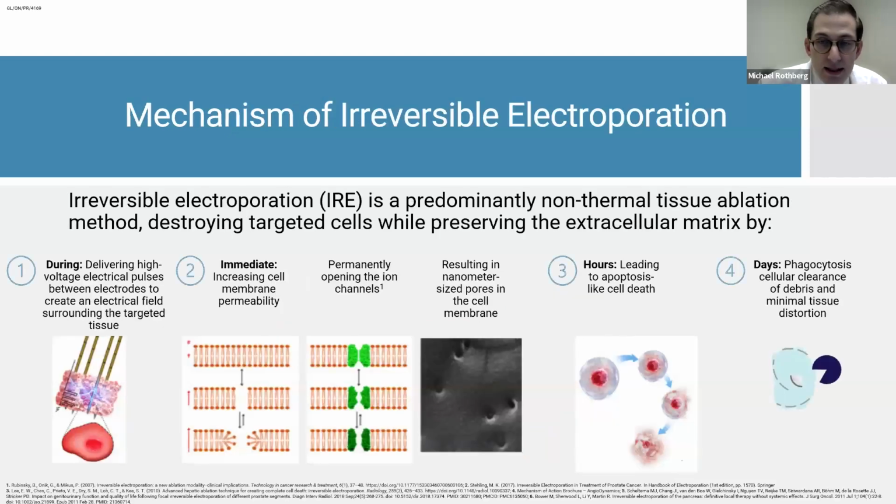So here's the stepwise sequence. During treatment, high voltage pulses are delivered between electrodes placed around the target lesion in the prostate. Immediately, cell membrane permeability increases and nanometer-sized pores form. Over the course of the next several hours, this disruption leads to an apoptosis-like cell death. Over days, cellular debris in the ablation zone is cleared through phagocytosis. Importantly, the extracellular matrix and connective tissue architecture is relatively preserved, along with microvasculature, lymphatics, and neural structures. And this may help protect critical structures such as neurovascular bundles and the urethra along the urinary tract.